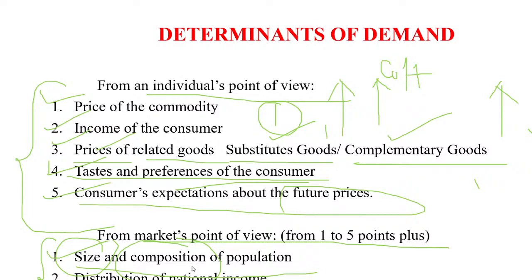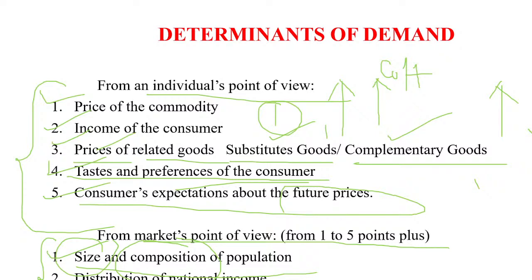So now, size and composition of population. Composition means we are talking about how many people belong to which age group. How many people are young, how many are old, how many are kids, and how many are males, how many are females, right? Gender also, because some specific commodities are only required by females, and some only by males. So all the compositions we have to look into.